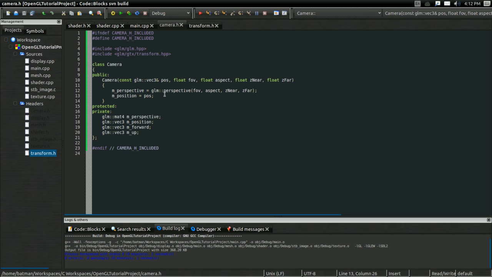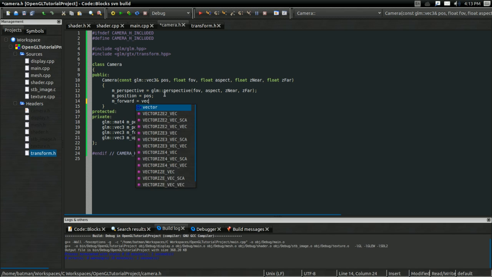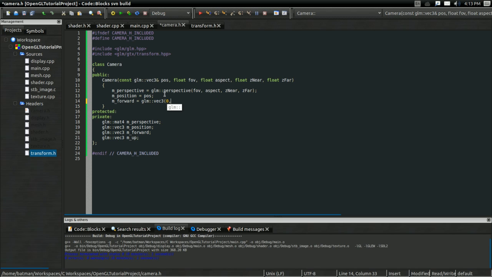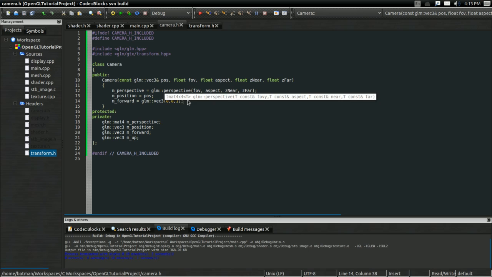And yeah, so that's sort of the idea behind these. I'm not actually going to take in parameters for these. You might want to do that, but I'm not. I'm just going to hard-code them. Forward is going to be a vector, GLM vec3 of 0, 0, 1. So forward is going to be straight down the z-axis, looking straight into the screen.